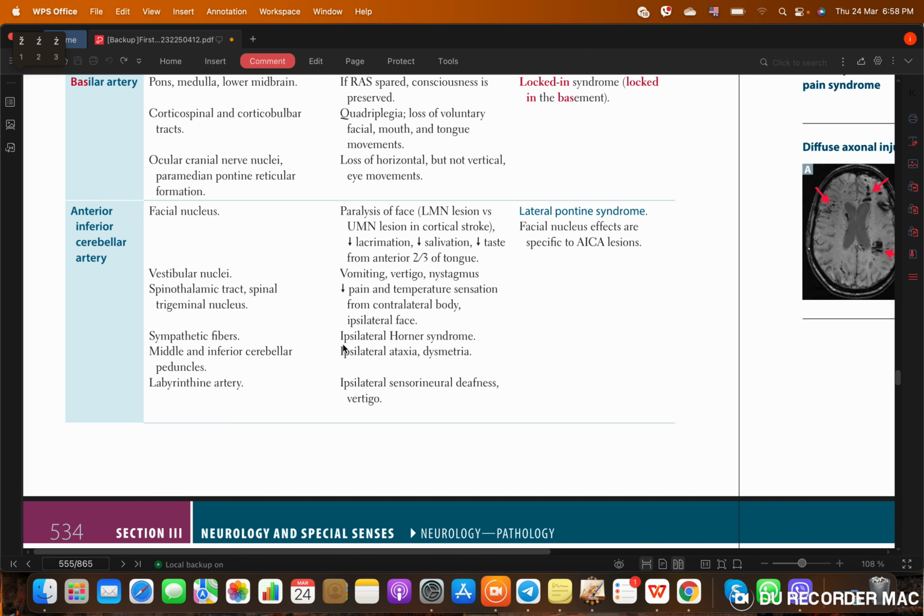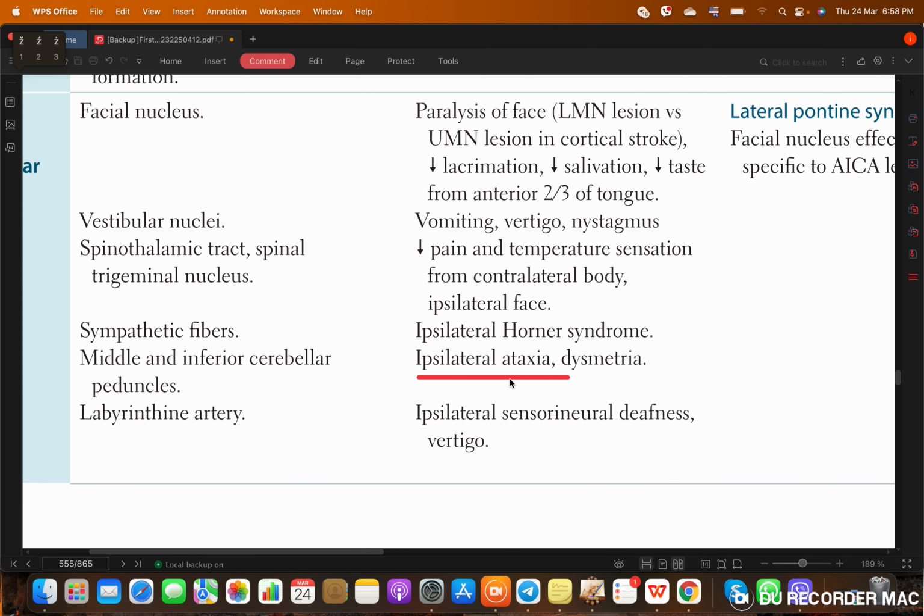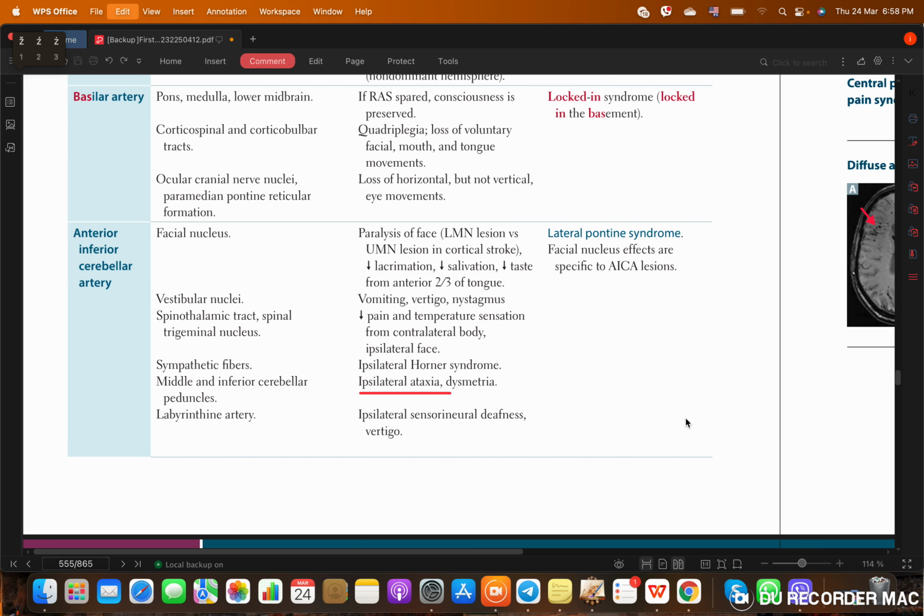Sweat. It will not sweat. Ipsilateral ataxia can occur because of affection of the cerebellar peduncle and dysmetria, which is when the patient cannot measure distances correctly. For example, you will get into his room and he'll say, "Doctor, be careful, you almost hit my face," and you are 3 meters away from him, okay?